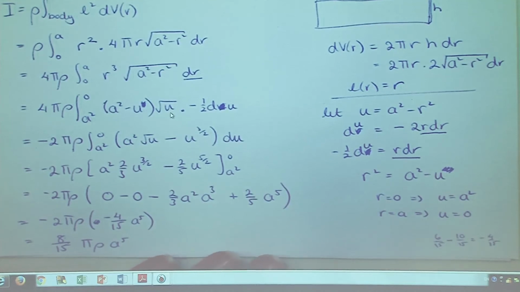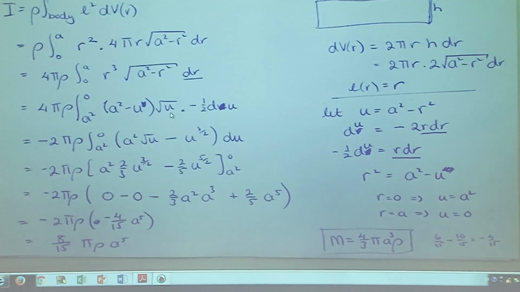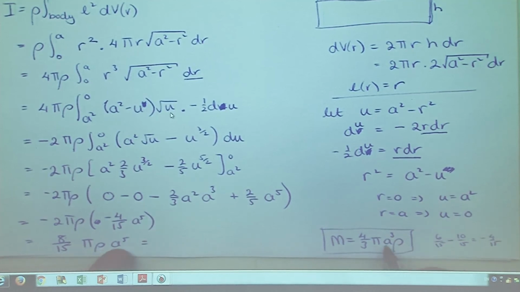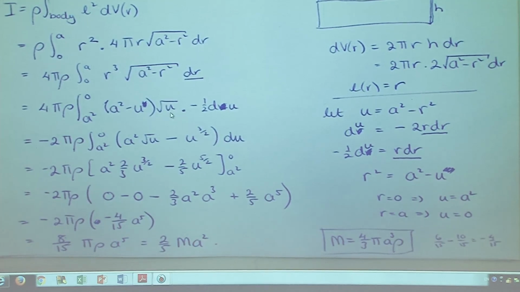Okay, now just like I did in the other ones, but for no apparent reason at the moment, the mass of this sphere is going to be 4/3 pi r cubed, but this time it's a times the density. Right, so I'm just going to rewrite this in terms of the mass. Equals the rho, the pi, so there's going to be 2 of those left over, and there's going to be 2/5 ma squared. Okay, and we're done. All right.